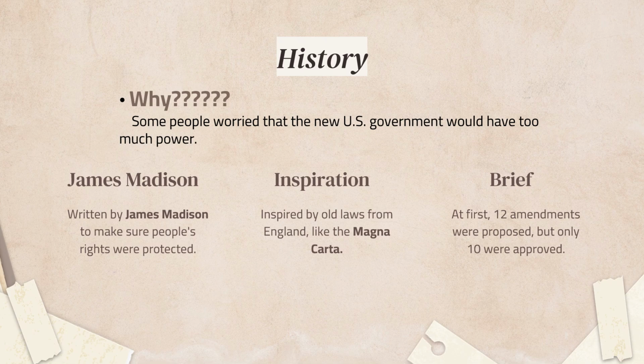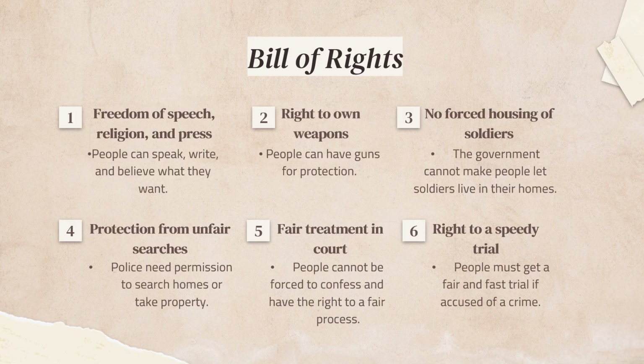First, 12 amendments were proposed, but only 10 were approved and added to the American Bill of Rights. The Bill of Rights includes freedom of speech, religion, and press. That is, people can speak, write, and believe what they want. Right to own weapons. That is, people can have guns for protection, but it has some limitations.